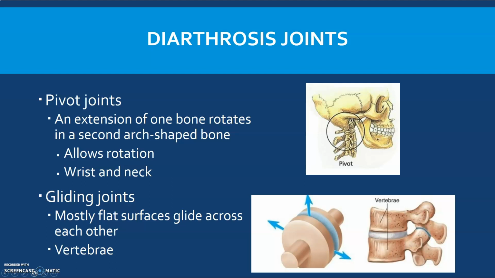Gliding joints. With gliding joints, these include bones such as the vertebrae, and they can be described as having a mostly flat surface that glides across each other.